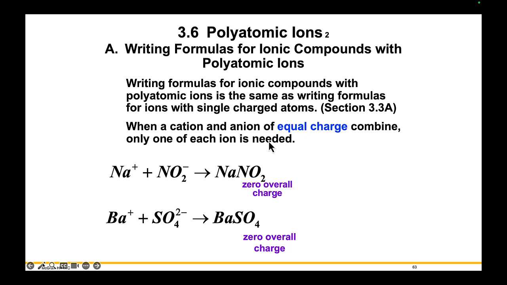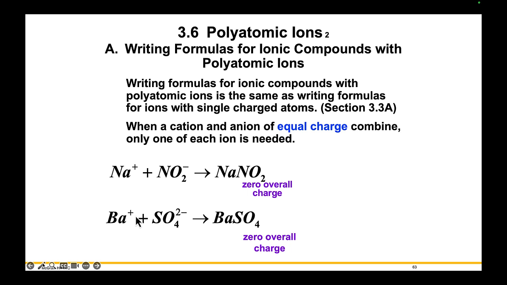When you name compounds, and when you write the formulas for compounds with polyatomic ions, you're going to do it the same way, really. So when the charges equal out, here we have sodium ion and nitrite ion, and the plus charge and the minus charge balance each other out, so we just have NaNO2. This would be sodium nitrite. So you just name it as it is: sodium and nitrite.